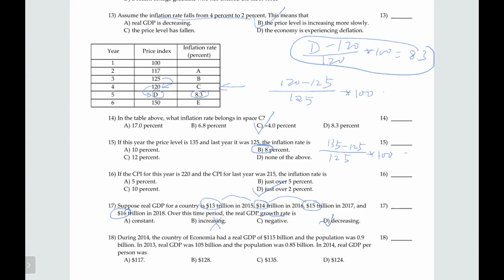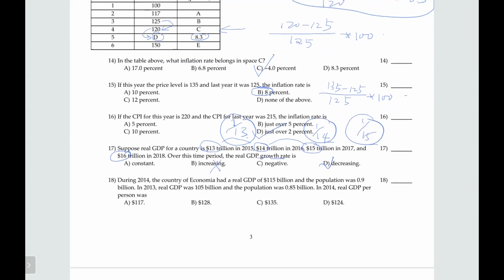And how do I know it is decreasing? Because from 15 to 16, the growth rate is 1/13. From 16 to 17, the growth rate is 1/14. And from 17 to 18, the growth rate is 1/15. So now you can see the growth rate has declined, right? Because we grow the same amount, but the base becomes larger and larger. Okay, so please pay attention to this type of question. It asks you for the growth rate.